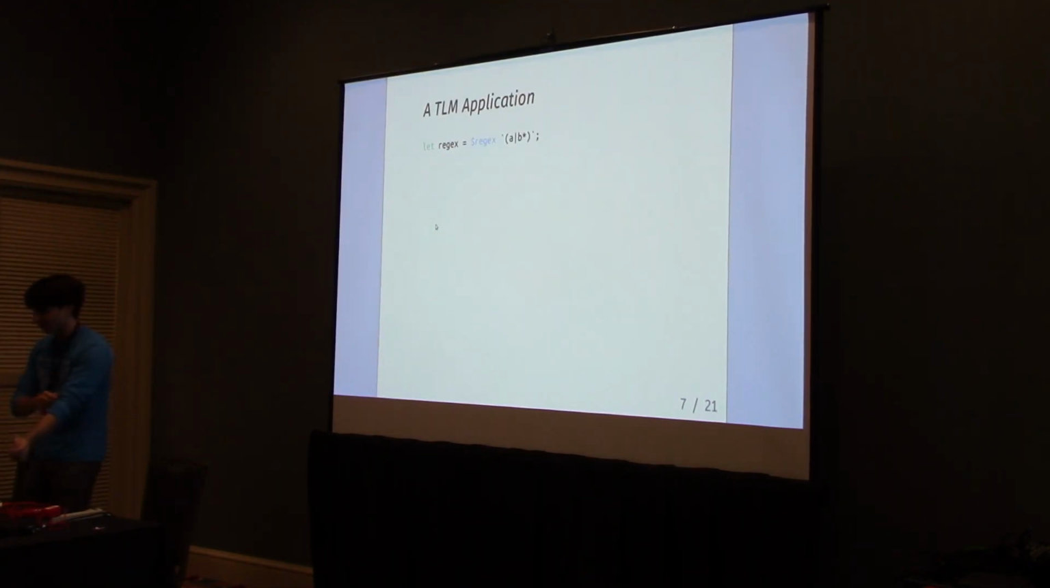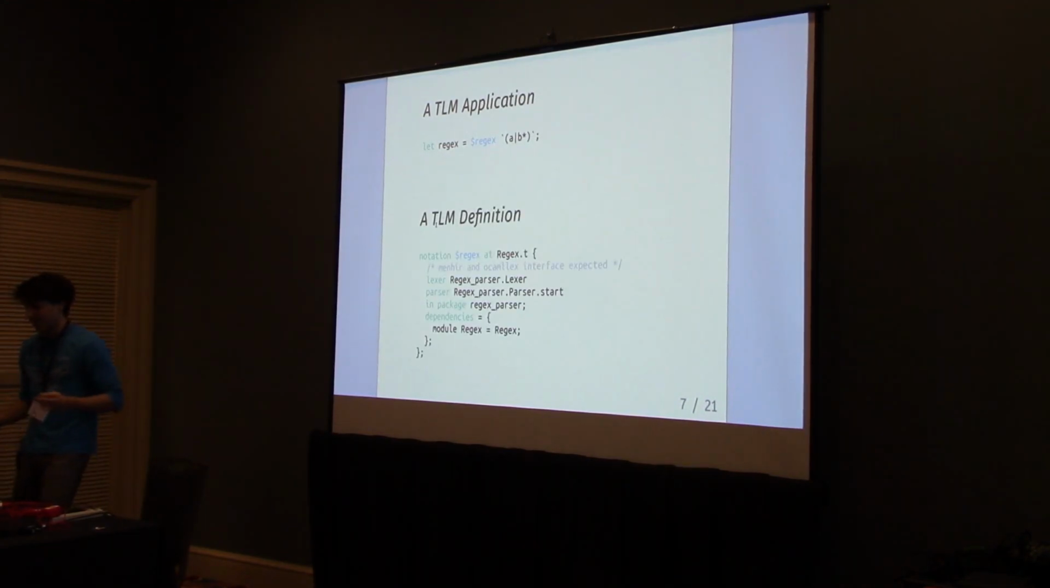So here's a TLM application, and then when you go and find the definition, it looks like this. We have notation lit regex, and we immediately get the type that it's going to return. Any application of lit regex is going to return a regex.t, which means that without looking at the parser or the lexer, we know what type it is. We don't have to, like in other macro systems, understand exactly what the parser is doing and how it's going to expand to see what the type is. We just have it given to us, which is nice. We also get pointed to the lexer and parser if we want to understand them more. And we get the package that they're in.